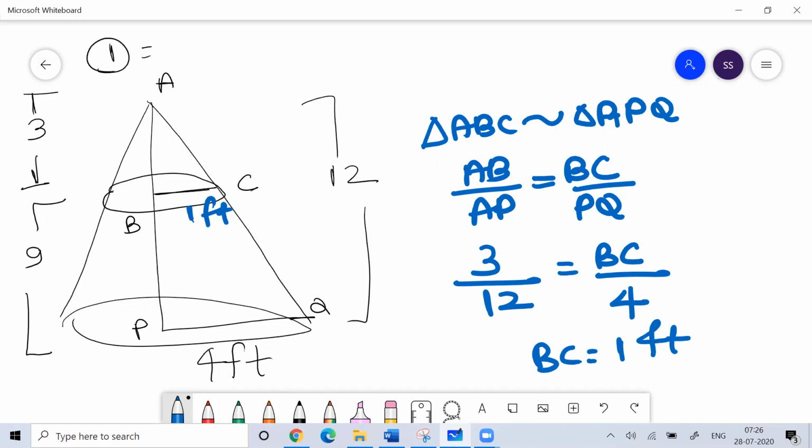So now, if I talk about the radius of the smaller cone which is forming at the top, the radius of that is 1 feet and its height is 3 feet, that is 12 minus 9. Now if I want the volume of this frustum, the volume of this frustum is nothing but the volume of the original cone minus the volume of the cone which is cut off.